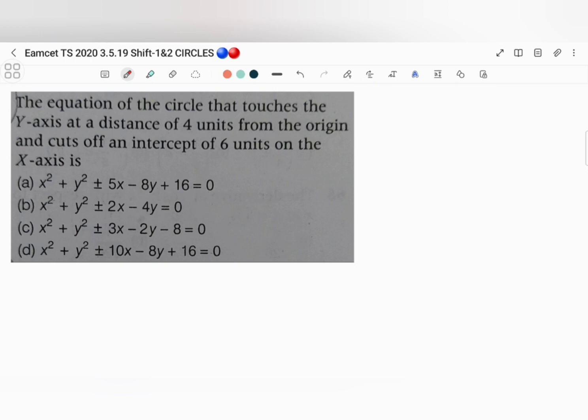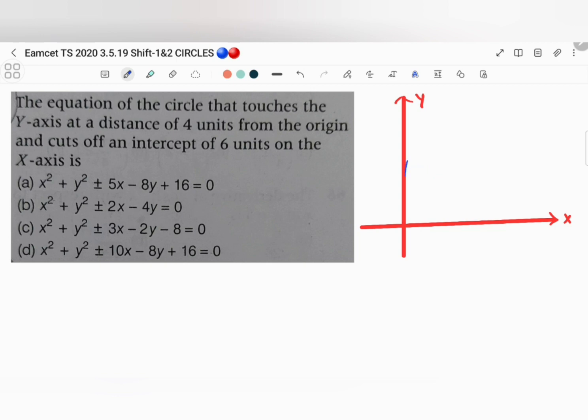The first question: the equation of the circle that touches the y-axis at a distance of 4 units from the origin and cuts off an intercept of 6 units on the x-axis is. So here the question says touching the y-axis at a distance of 4 units, so draw the figure according to that. Touching the y-axis and making an intercept on the x-axis of 6 units.